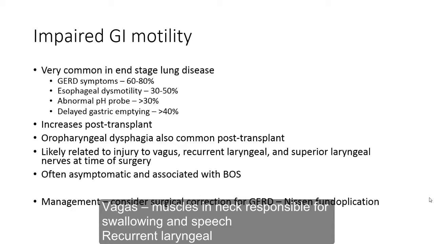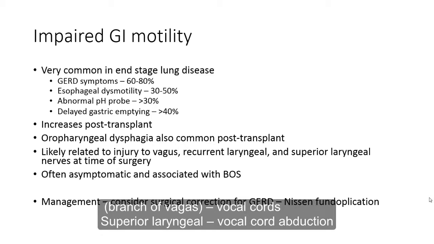And then I'm going to touch on dysphagia. Actually, I added a few more slides about that because I think it's kind of a hot topic. It's very common post-transplant. It often does resolve but has to be dealt with in the immediate post-transplant period. And in general, a lot of these issues post-operatively are thought to be due to injury to the vagus nerve, recurrent laryngeal and superior laryngeal nerves at the time of surgery.